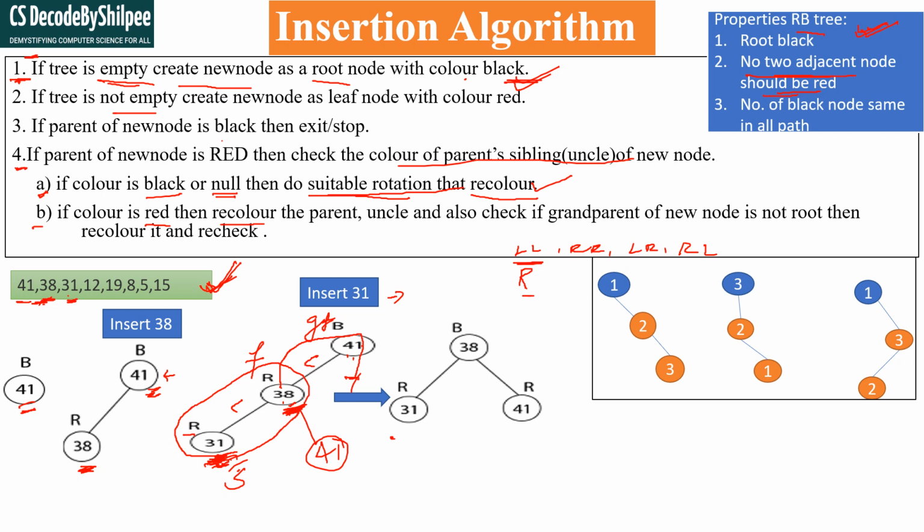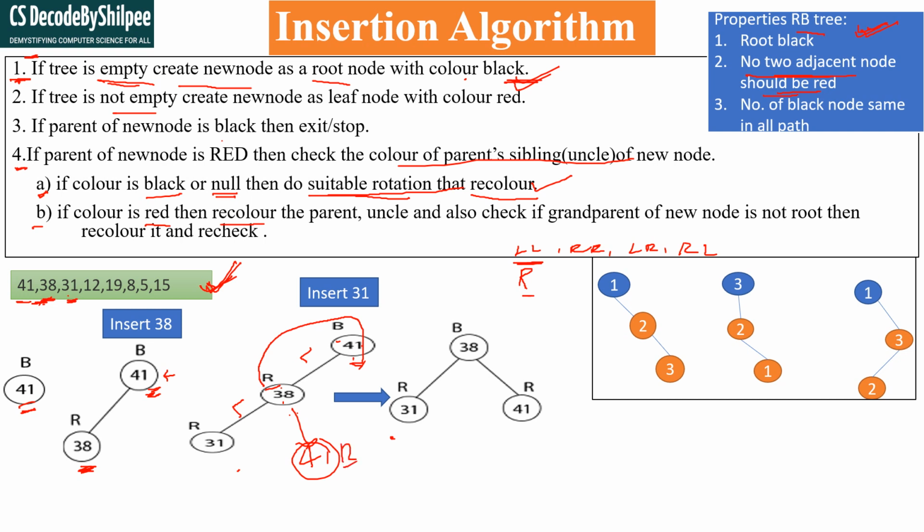What is their color? I'll just erase it. So here, if I'm saying that performing here, the situation is what? It's the LL situation, right? So you are going to perform rotation from 38 to 41, right? So 41 will come down, and 38 becomes root. But 38's color was what? Red, and 41's color was black.